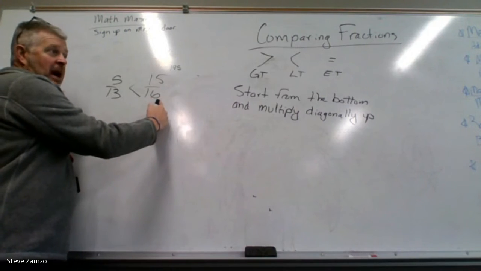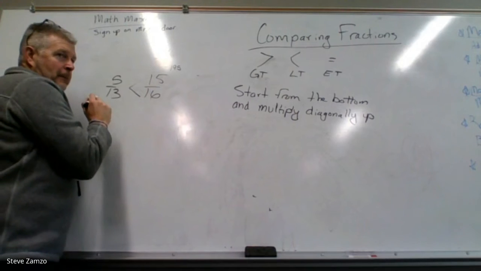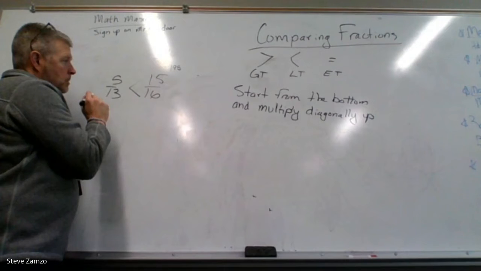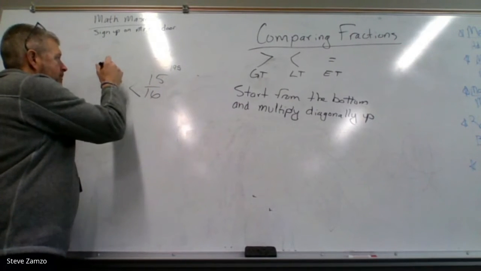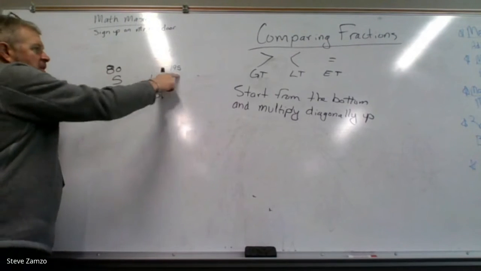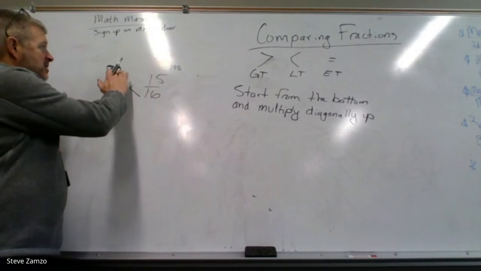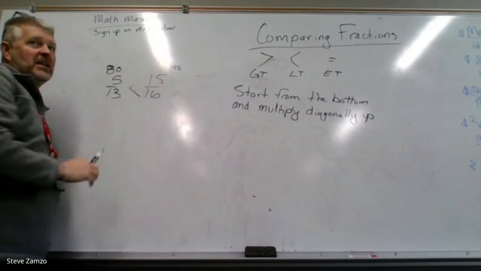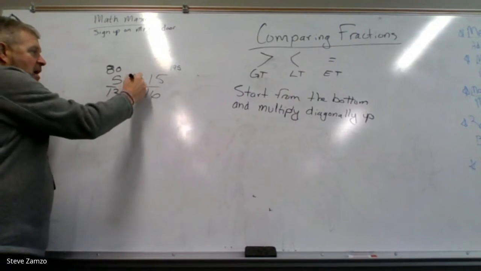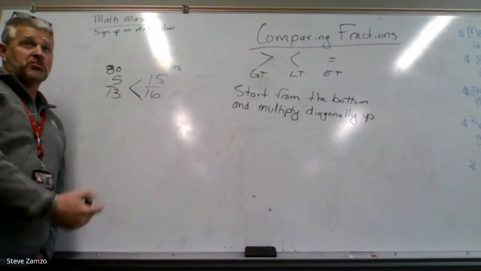Now I'm going to start at the bottom and multiply up diagonally. What's 16 times 5? 80. 80? Yep. Okay, so I wrote the little numbers up here, right? And so what happens is 80 is less than 195. So if I wasn't sure, now I would be sure that 5/13 is less than 15/16, and I would put that up there. So that's my little cheat, my little trick that I can do.